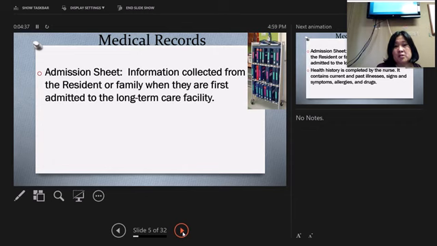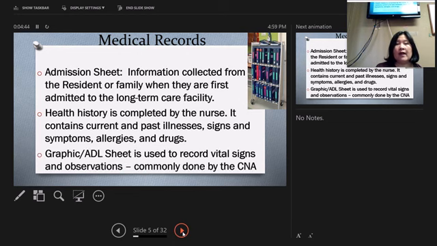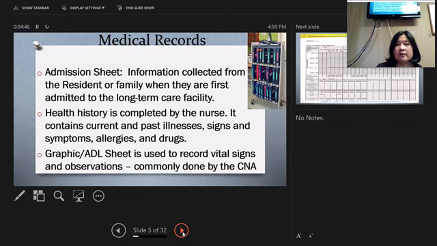Your admission sheet has information collected from the resident when they're admitted to long-term care. Your health history is on there. And your graphic ADL flow sheet is the flow sheet that CNAs are responsible for charting on.